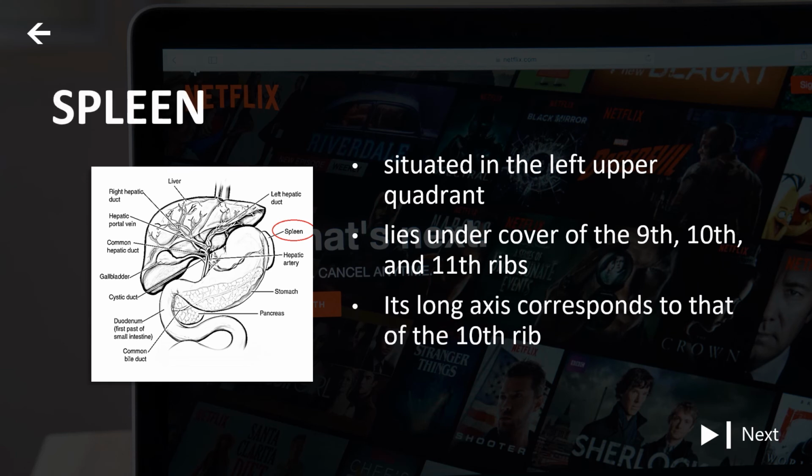Spleen. The spleen is situated in the left upper quadrant and lies under cover of the ninth, 10th, and 11th ribs. Its long axis corresponds to that of the 10th rib, and in the adult, it does not normally project forward in front of the mid-axillary line. In infants, the lower pole of the spleen may be just felt.